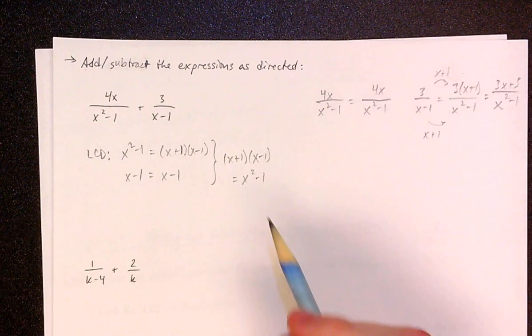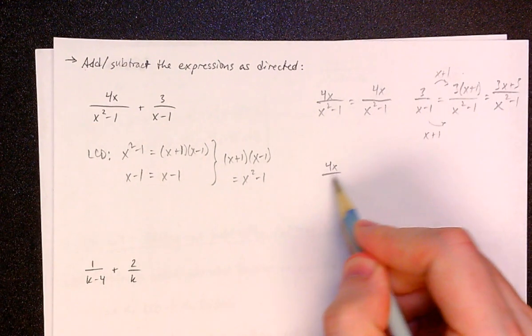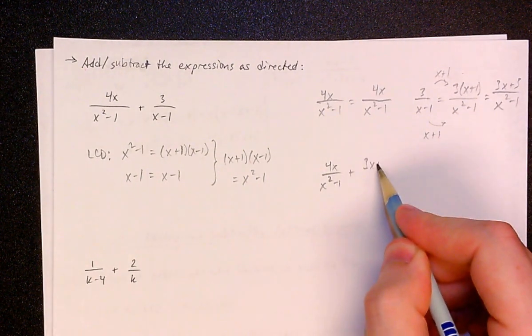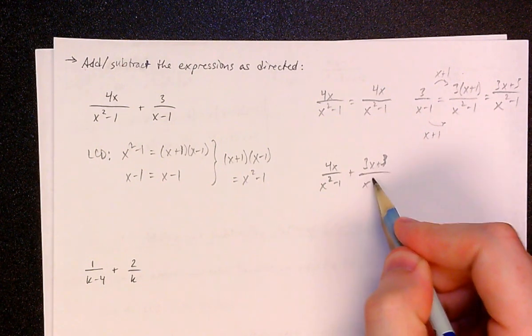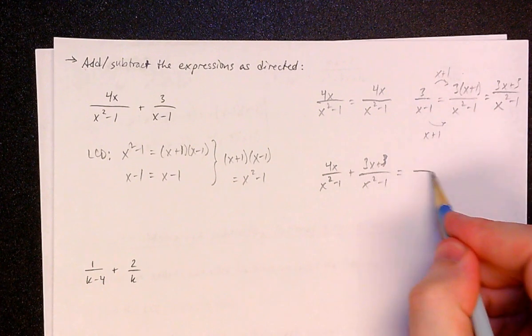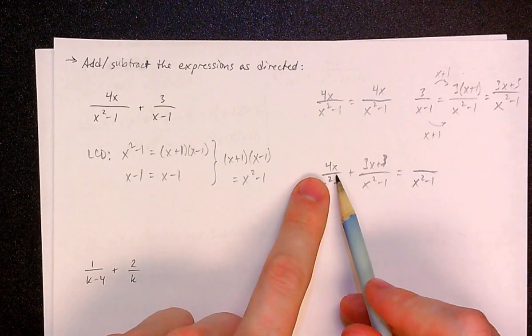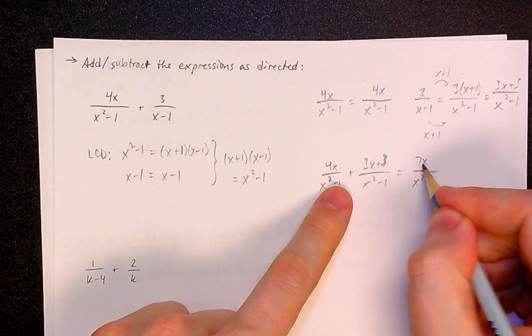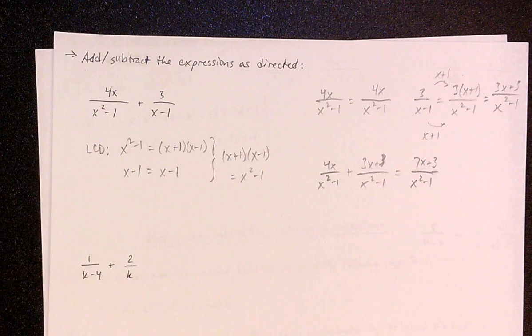And now we can add these two expressions. 4x divided by x squared minus 1 plus 3x plus 3 divided by x squared minus 1. We add the numerators, and we see we have a 4x plus a 3x. That gives me 7x, and then we're going to add 3. So we have 7x plus 3 divided by x squared minus 1.